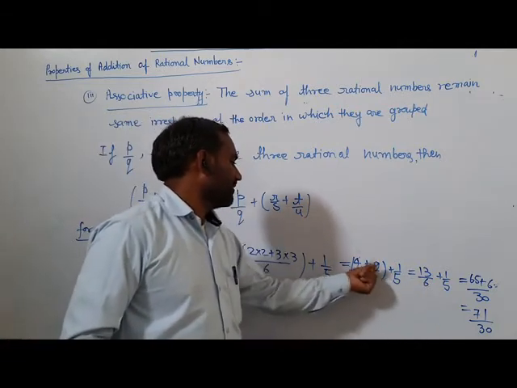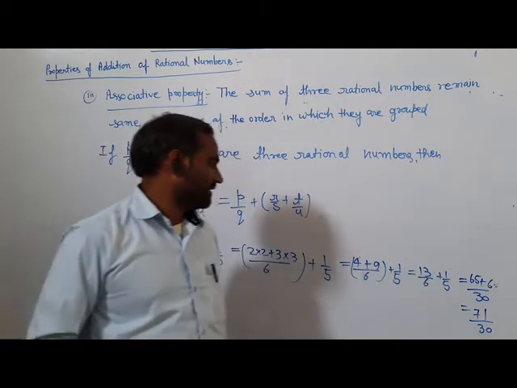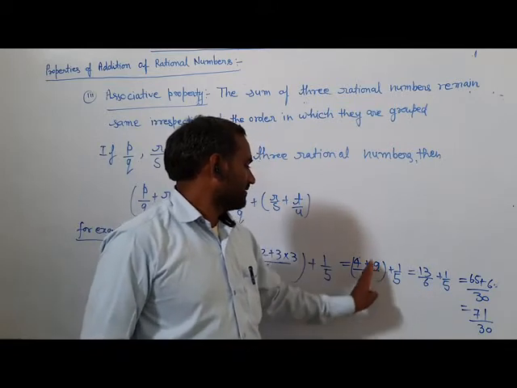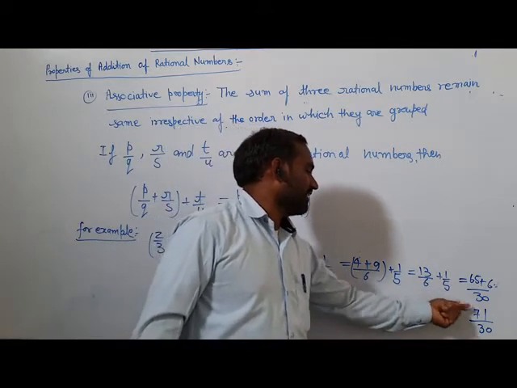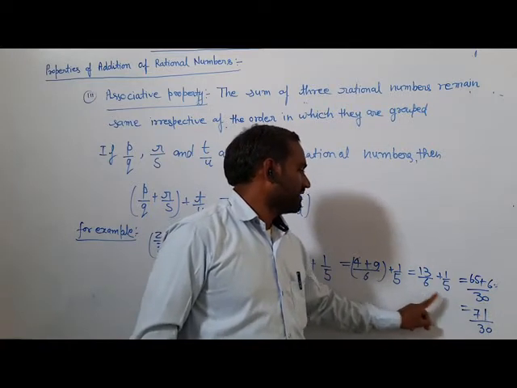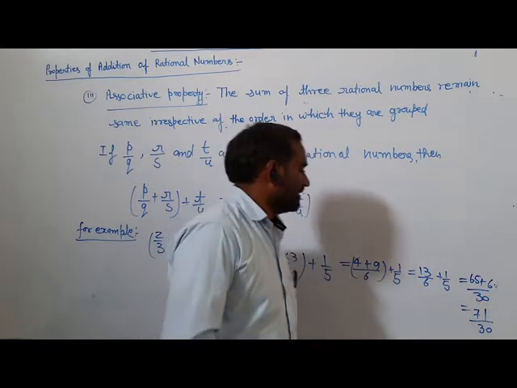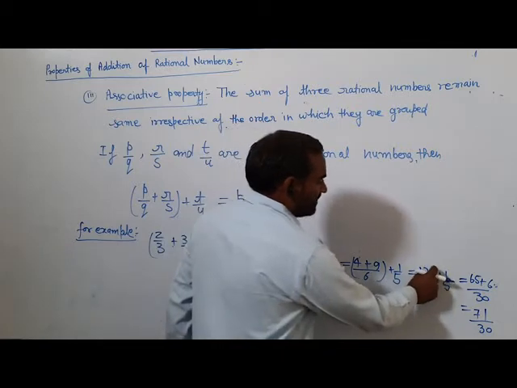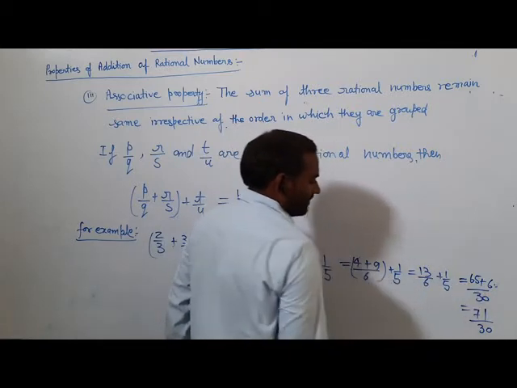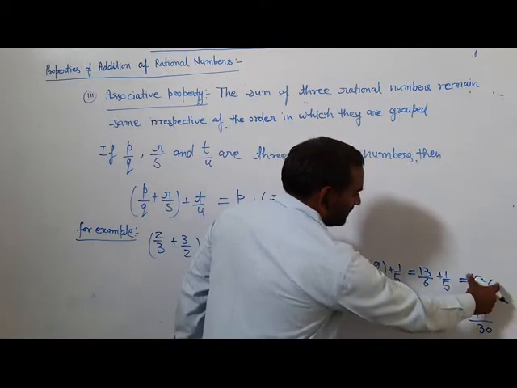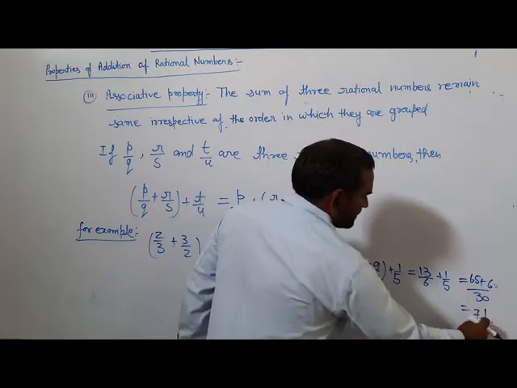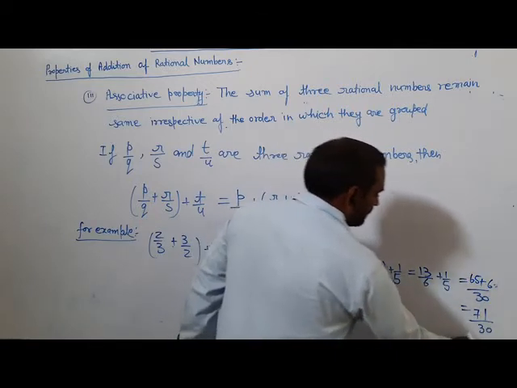Here 4 plus 9 is equal to 13, and 6 here, remove the bracket, plus 1 by 5. The LCM of 6 and 5 is 30. Divide 30 by 6: 6 fives are 30. Multiply 30 into 5: 13 fives are 65. 5 sixes are 30, 6 ones are 6. If we add both, 65 plus 6 is equal to 71 by 30.